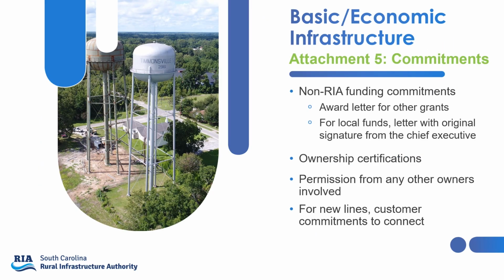Attachment 5 should include all of the commitments or certifications you need to provide. That includes commitment or award letters for any non-RIA funds necessary to implement the project, as well as certification of public ownership of easements or property that are needed. Remember that all funded work must be on public property or within a utility easement or public right-of-way. For local funds provided directly by the grantee, we need a letter signed by the chief executive. The original signed letter must be provided with the hard copy of the application form.